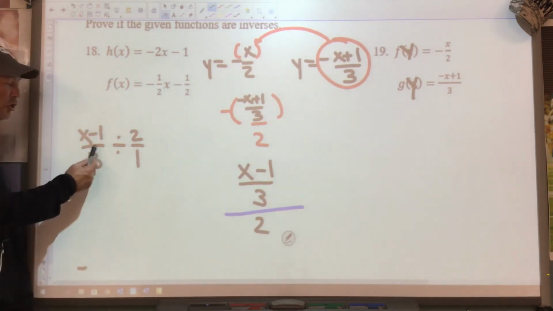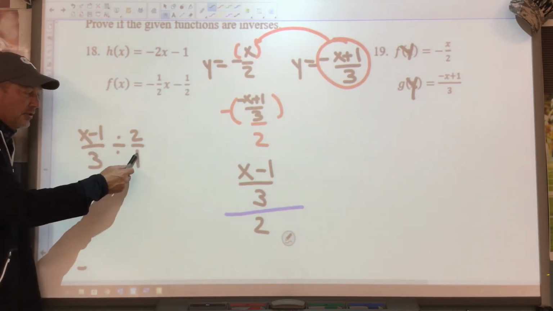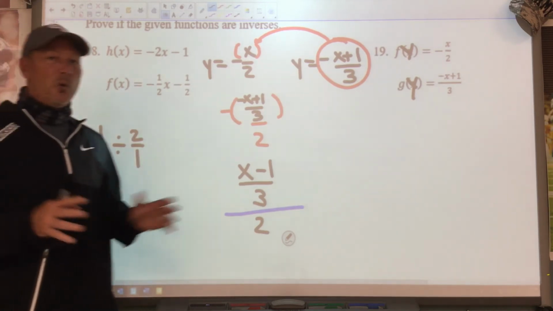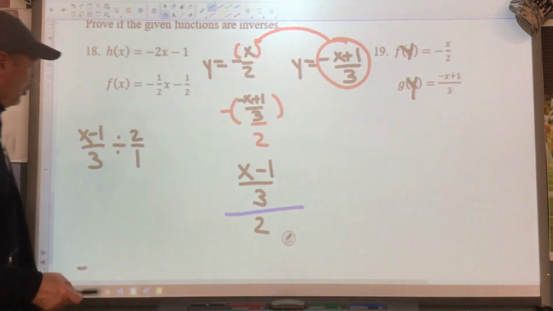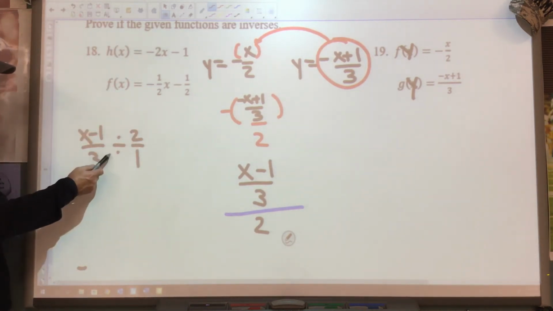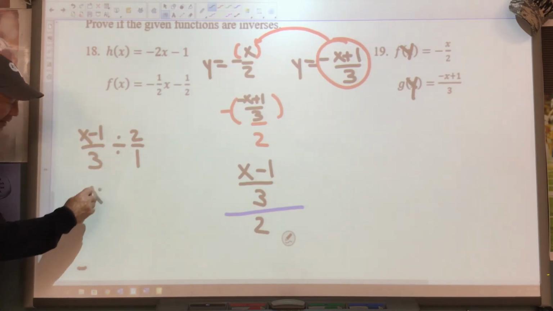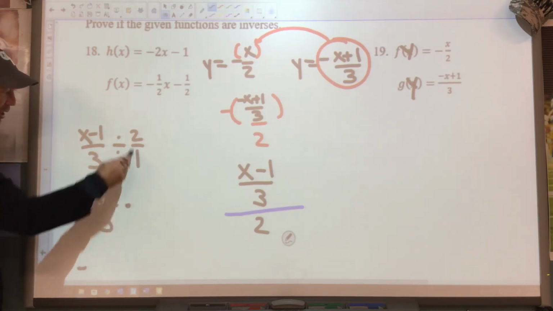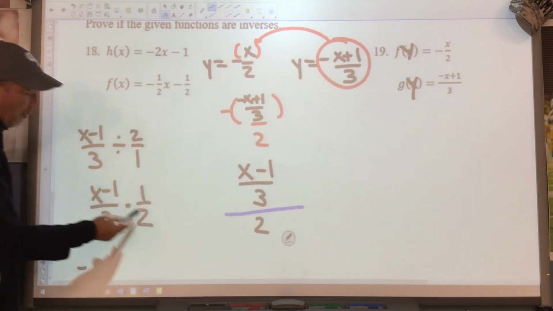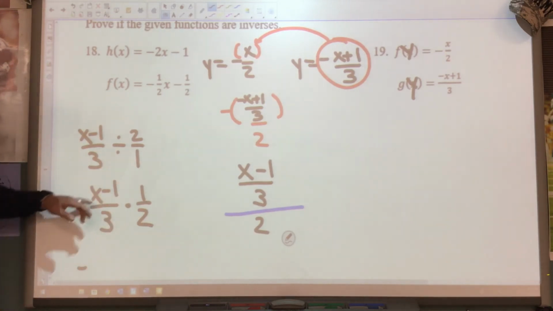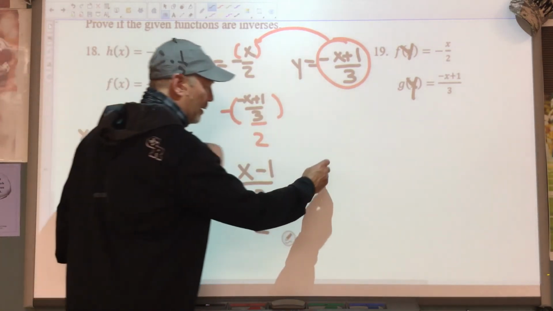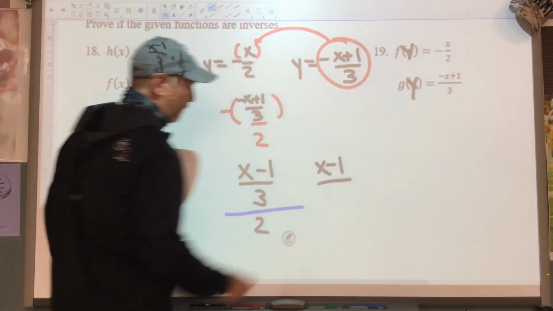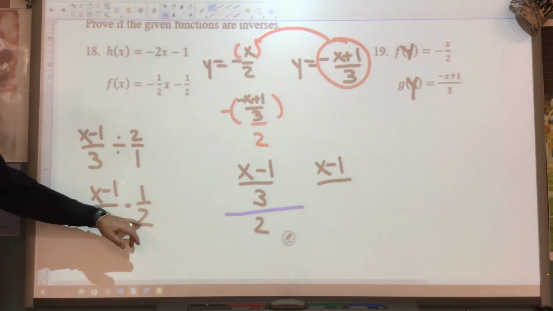But the question is, have we ever been taught to divide fractions? And you're going to say, no, coach, we don't divide fractions. We multiply times the reciprocal. So in this situation you're going to change this into looking like this: x minus 1 over 3, but not division, but multiplication, and you're going to change that to 1 over 2. You're going to multiply times the reciprocal. x minus 1 times 1 is going to be x minus 1. 3 times 2 is 6.